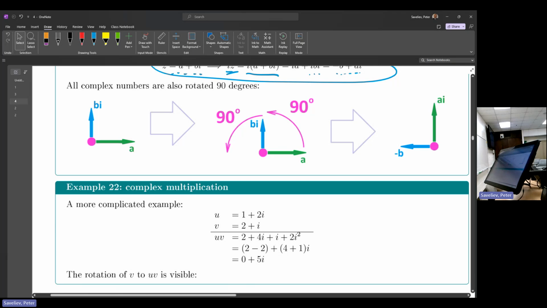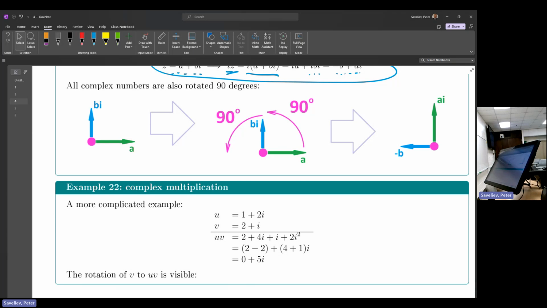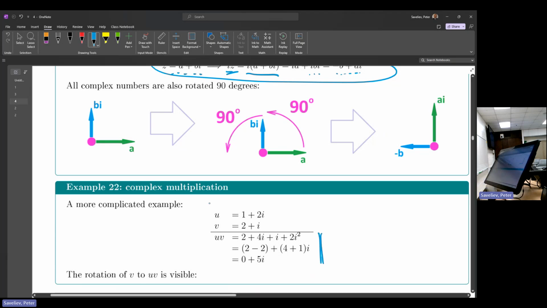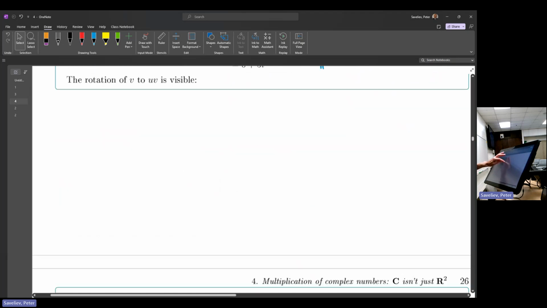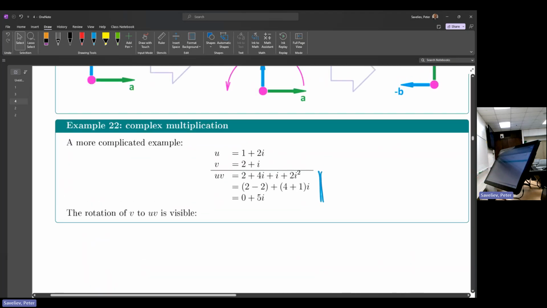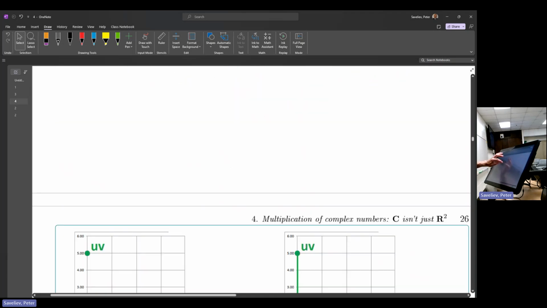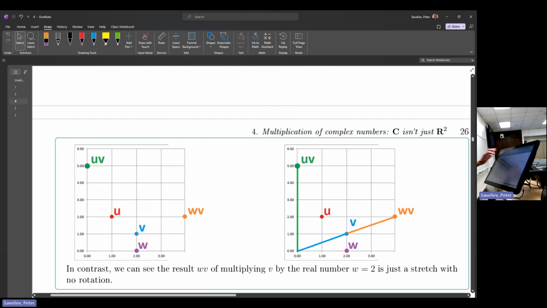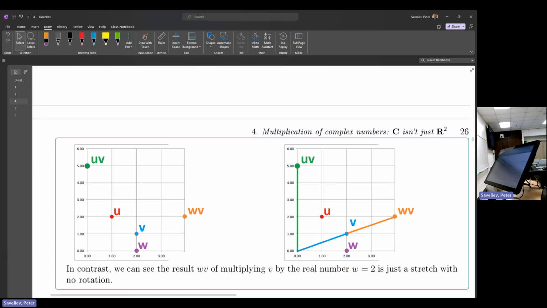For a more complicated example, just multiply two numbers, carrying out the simplification as we have done before. Let's plot what we have here. The two numbers are 1 plus 2i, one complex number, and the other one is 2 plus i. These are the two numbers, u and v. Then uv is over there, it is 5i.